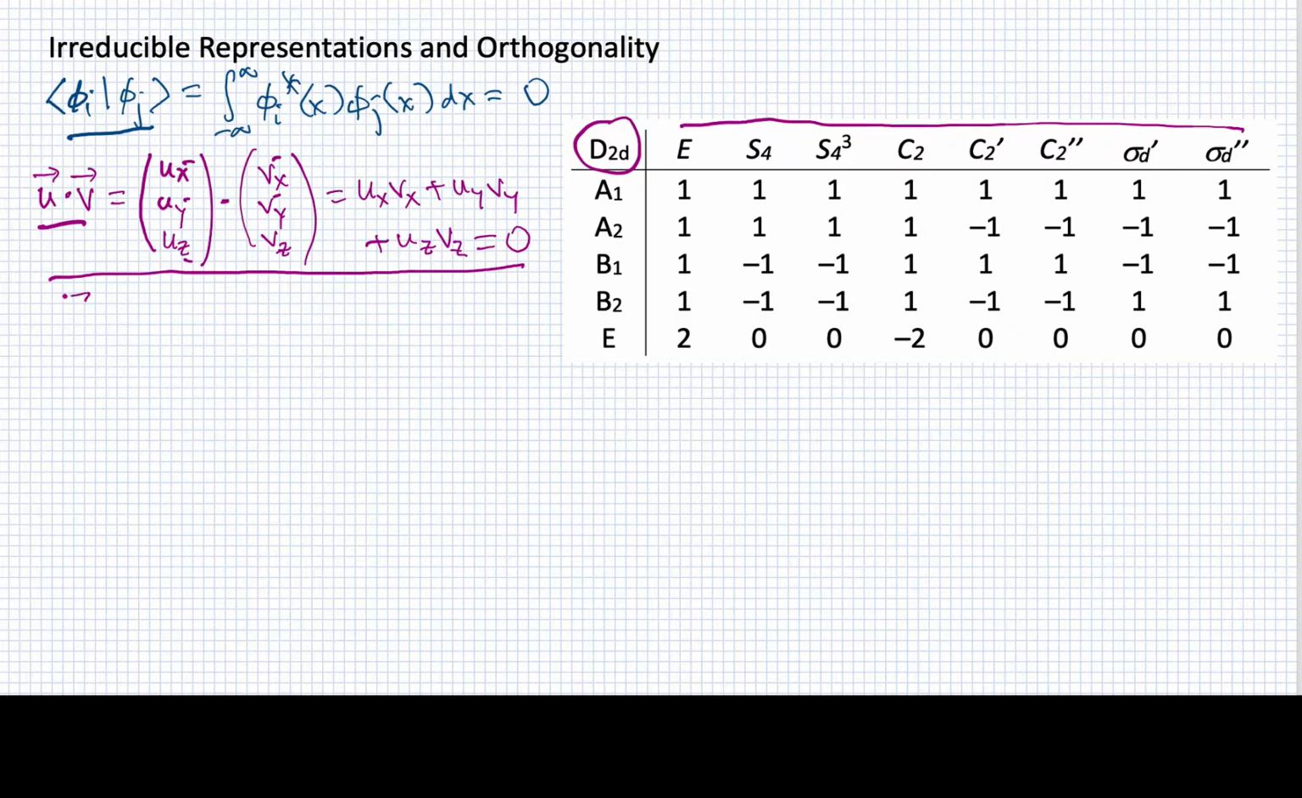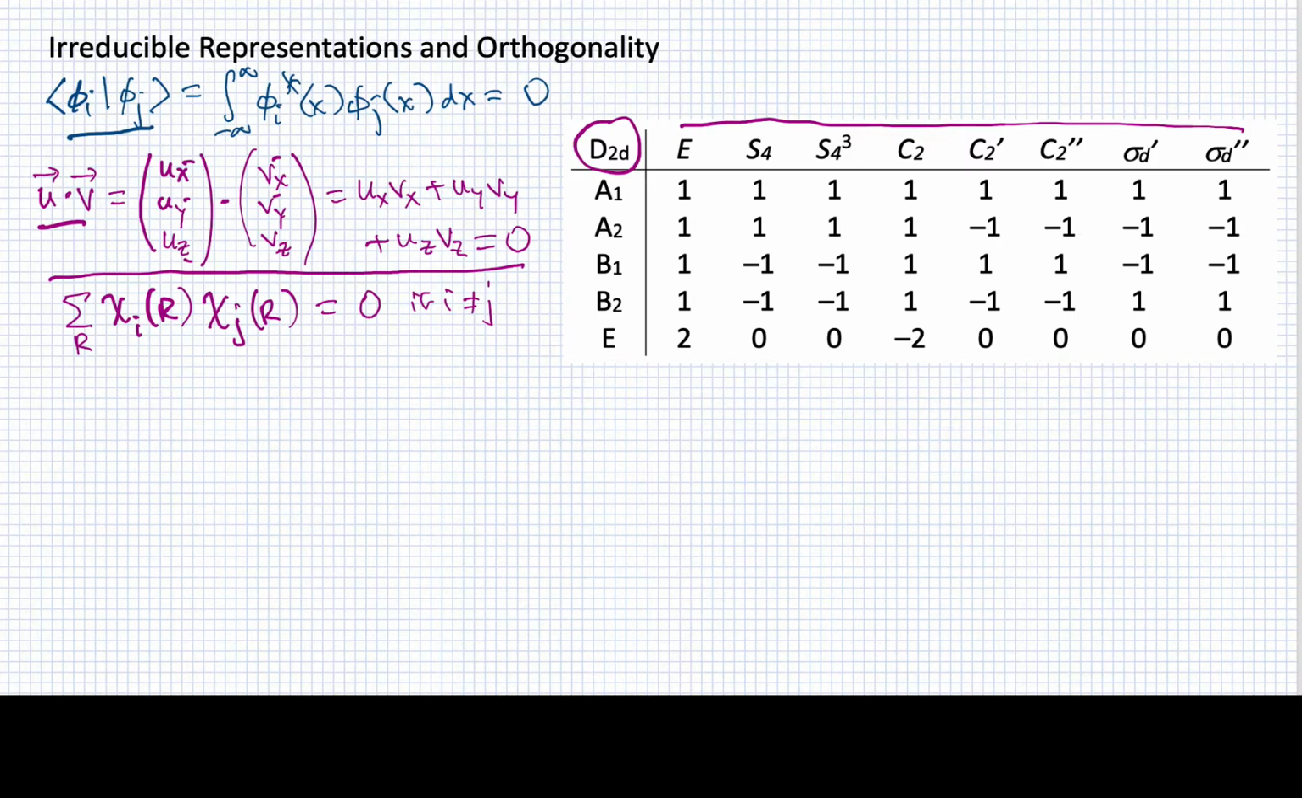So in other words, we could write, for example, a sum over all the different symmetry operations. If I take the character of the ith irreducible representation and multiply that by the character of the jth irreducible representation, I will get 0 if i and j are not the same. In other words, if I'm doing this for two different irreducible representations. So let's see how that works with D2d.